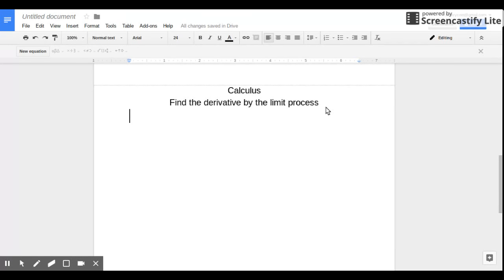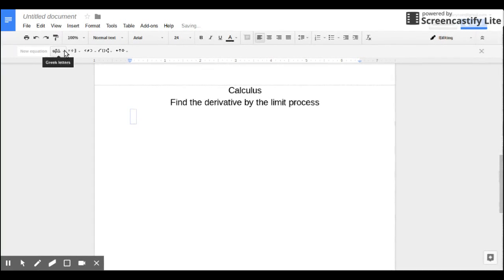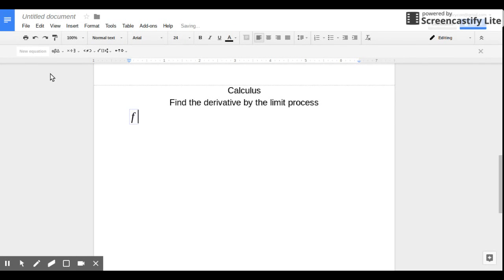In our first section, we're going to be finding the derivative by the limit process. And of course, we're going to start with something easy, because this process can get pretty nasty. So let's say f of x is equal to, we'll just say 2x. All right, so that'll be our function. f of x is equal to 2x.